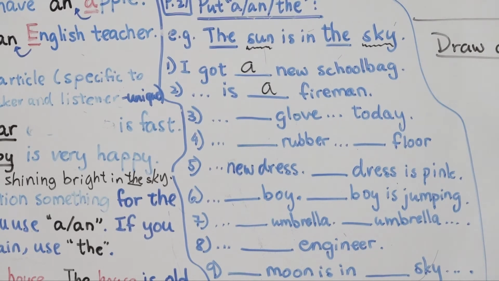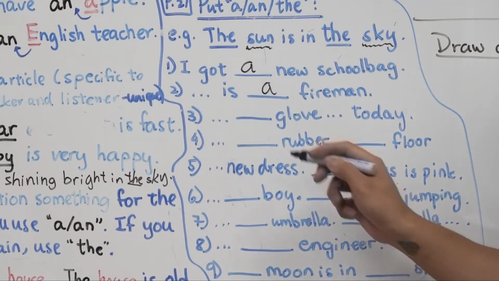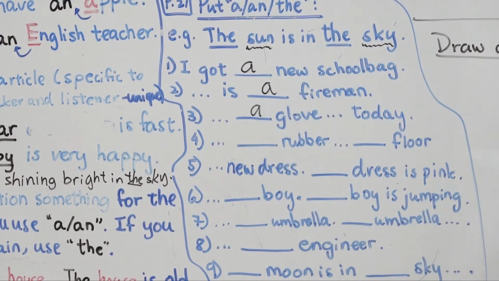All right, let's go into question number 3. I need blank glove because it is cold today. All right, so we have one glove showing. I need blank glove because it is cold today. What do you think? That's right, it should be a glove. I need a glove. So only one, right? So, I need a glove because it is cold today.